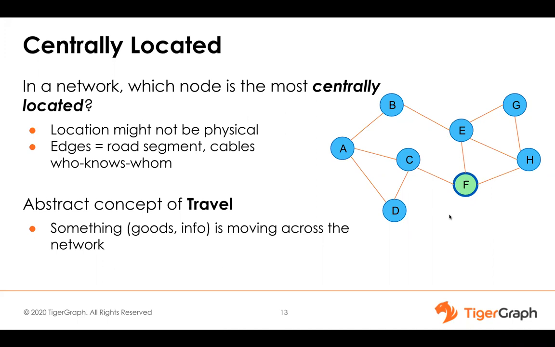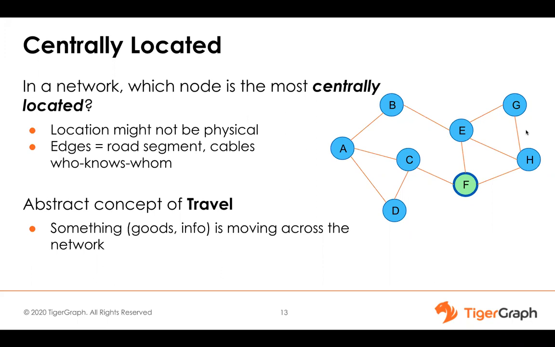So what do we mean by centrally? It usually has to do with how you get from one vertex to another following the edges. The edges might represent road segments if there's a physical analogy. They might represent cables in some sort of communication network. It could mean who knows whom. So if this is a social network, I know you, and therefore, if you want to pass on information, you're going to do it through your contacts.